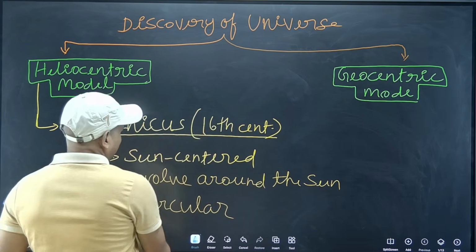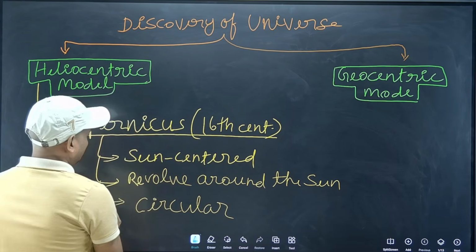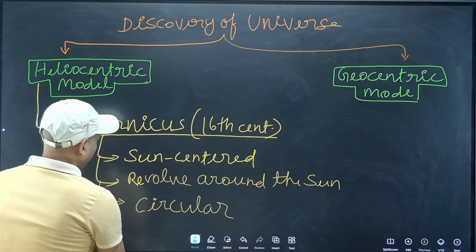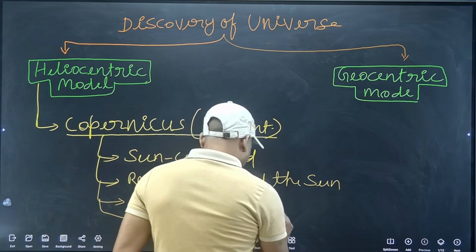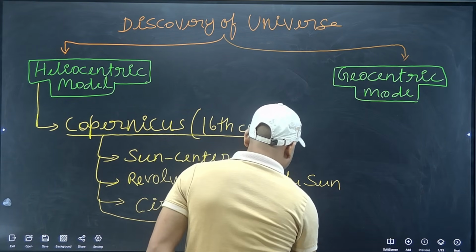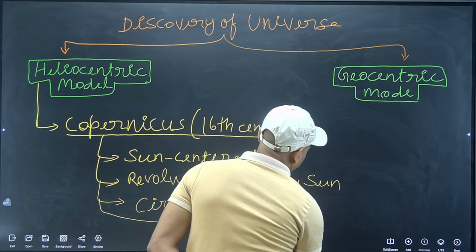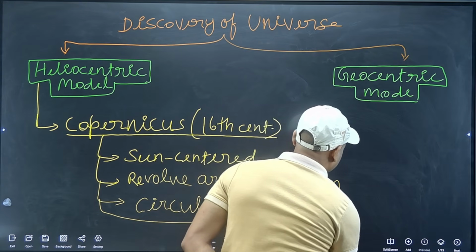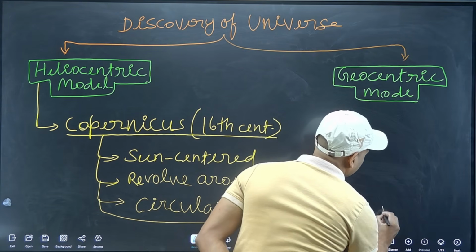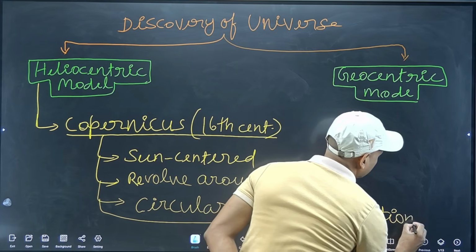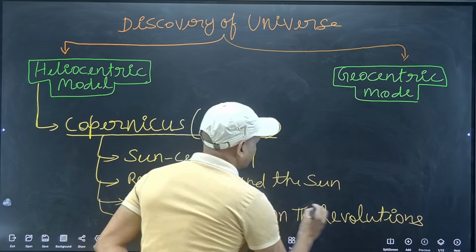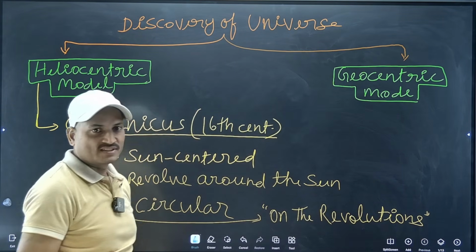So Copernicus talked about it, and he talked about all those things in his book named On the Revolution.